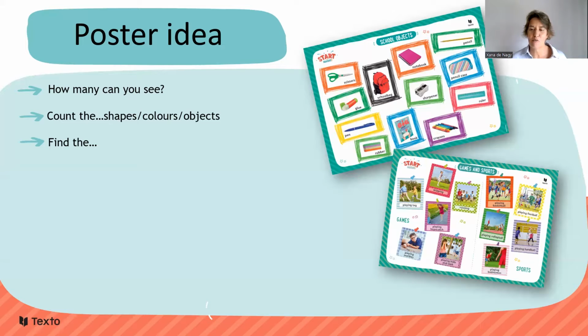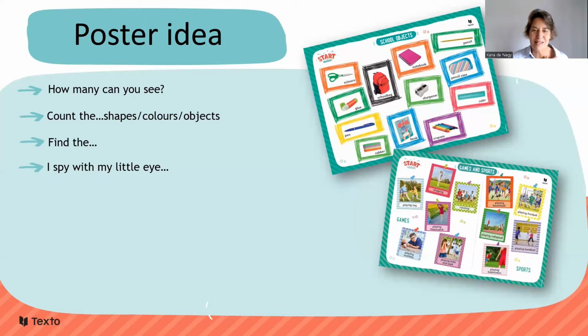Find, right? So if we look at the poster for games and sports, you could say, find the boy that has a 3 on his t-shirt, right? Where is it? Where is it? Put your hand up, right? Which one? He's playing football, for example, right? Find the boy wearing glasses. Where is he? Hopefully you've spotted him, and so on.